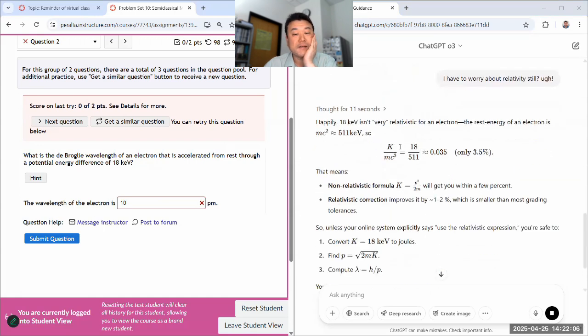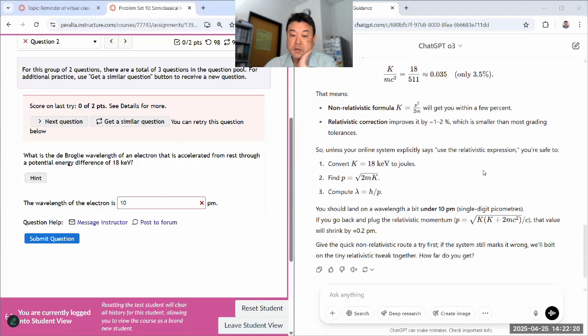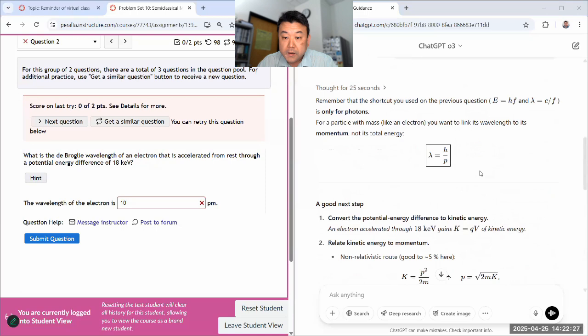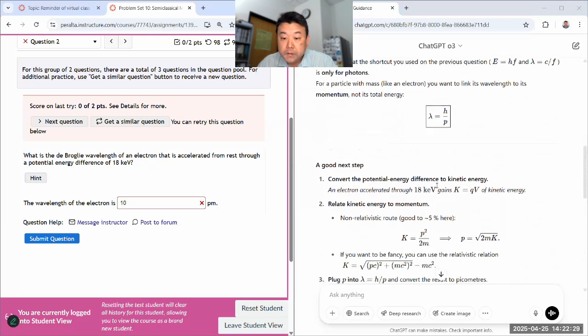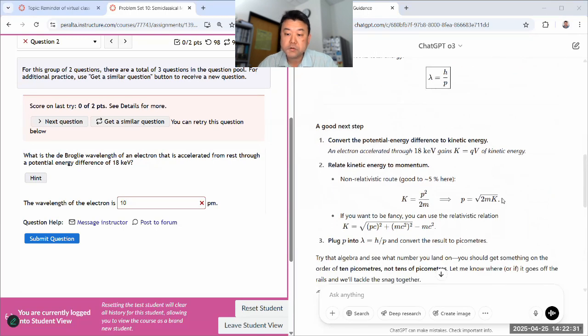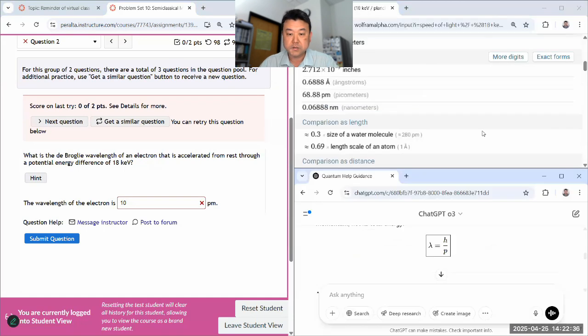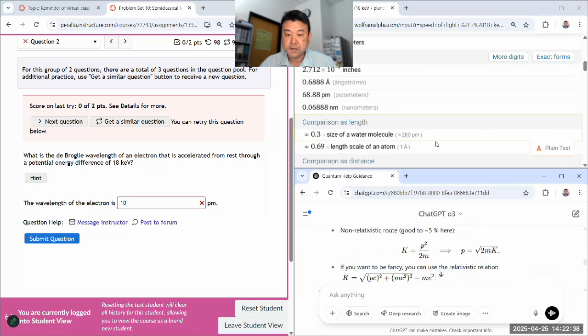So I see, yeah. That means not within a few percent, and in fact, even better than that. If it didn't get you within 1%, the system will grade you as wrong. So I'm pretty sure for the momentum it's better than 1%. But let's give it a try. I think p is equal to the square root of 2mK. I guess I should actually just do it side by side.